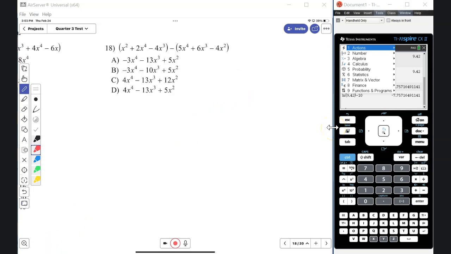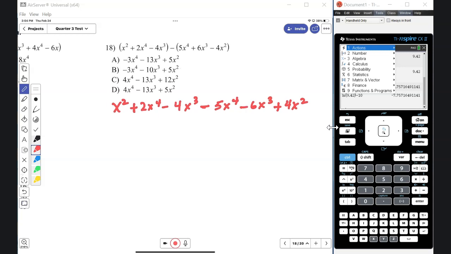Number 18, we're going to simplify. I like to write x squared plus 2x to the 4th minus 4x cubed. I like to rewrite it. Minus 5x to the 4th minus 6x cubed plus 4x squared. So x squared and 4x squared gives you 5x squared, and I like to mark it out.